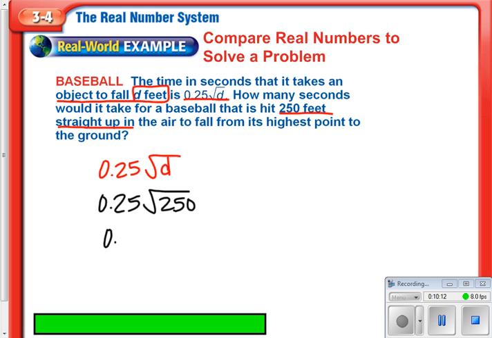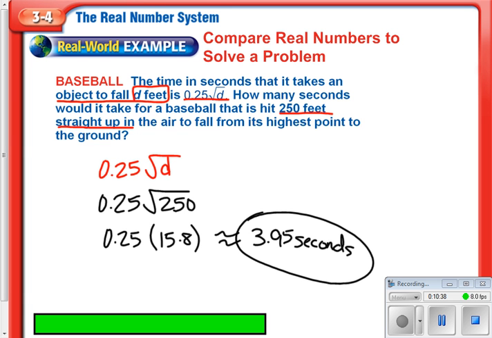Well, we get 0.25. The square root of 250 is approximately, and I just rounded this to the nearest tenth again, 15.8. Multiply this together, and approximately it would take, if a ball was hit up to 250 feet in the air, for that to fall down to the ground approximately 3.95 seconds.